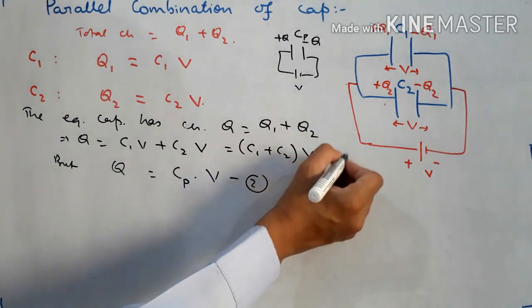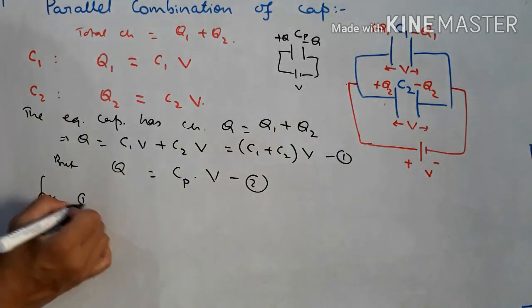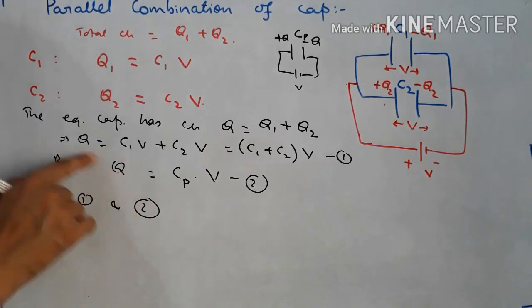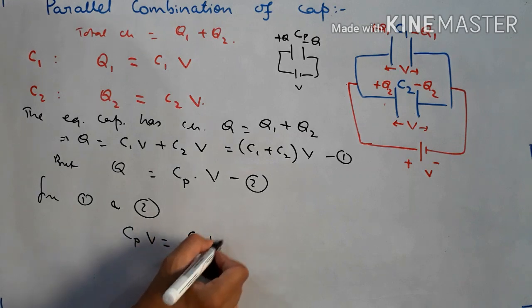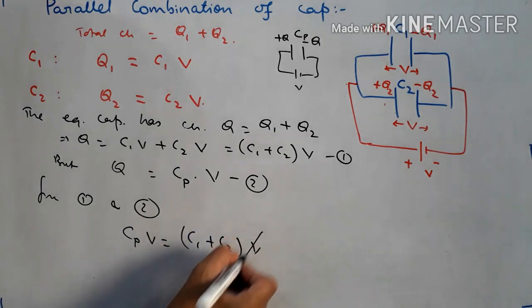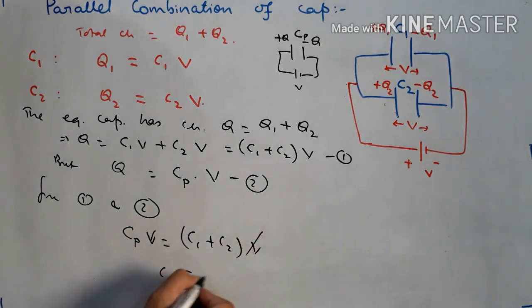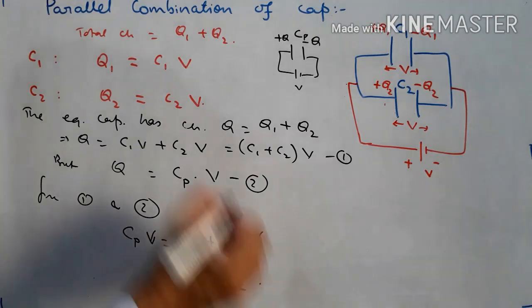Now these are equations 1 and 2. We can compare these equations to get the result. You see their LHS are same. So we'll write Cp V is equal to C1 plus C2 into V. So V cancels and this gives our result: Cp is equal to C1 plus C2.